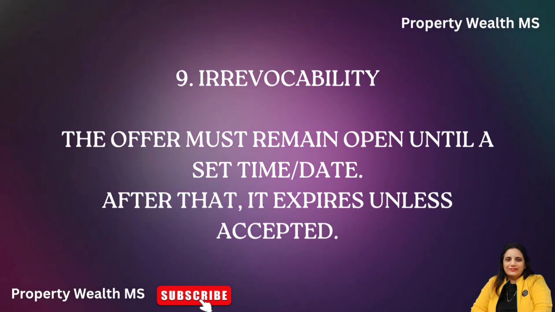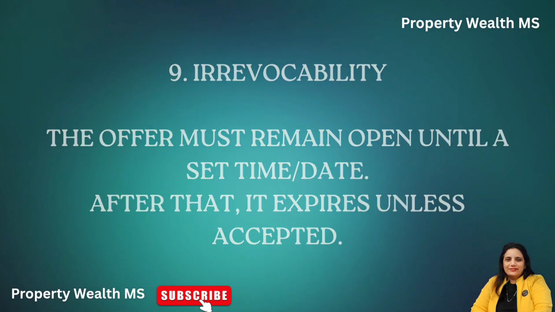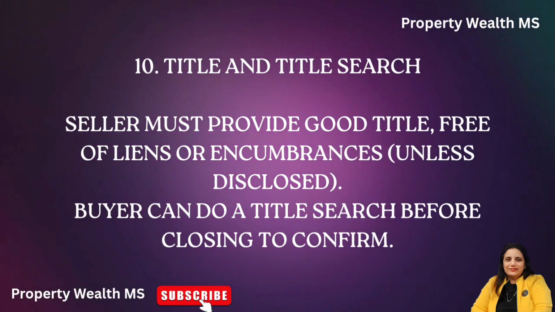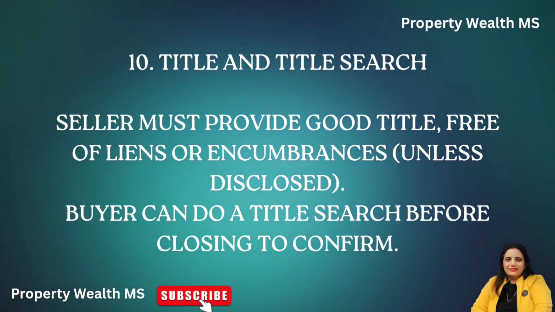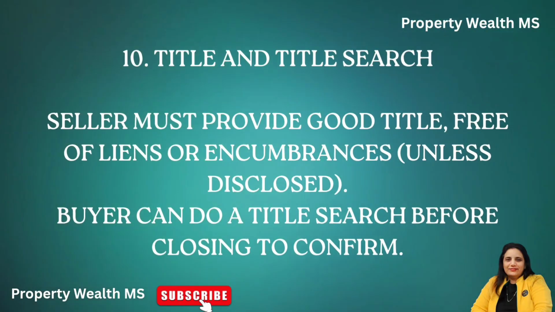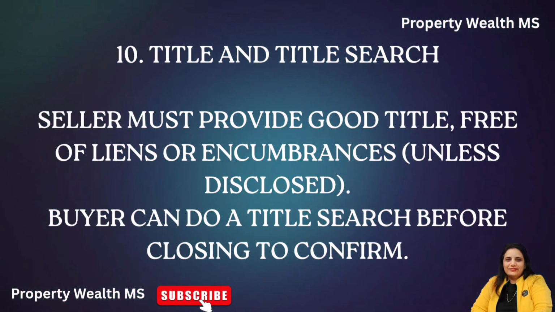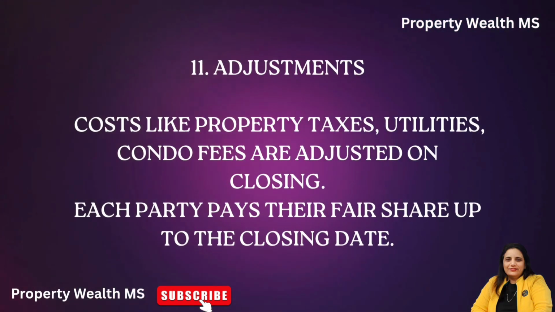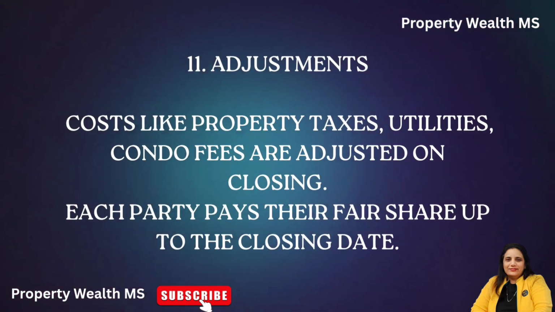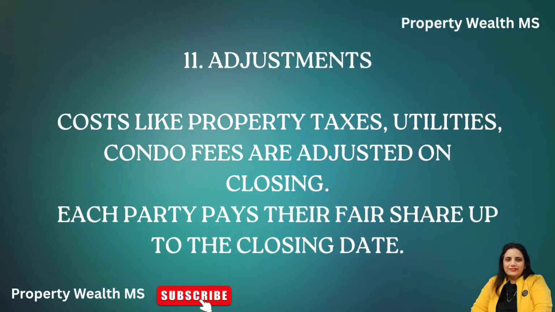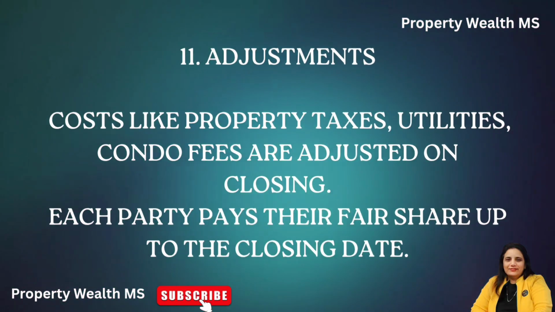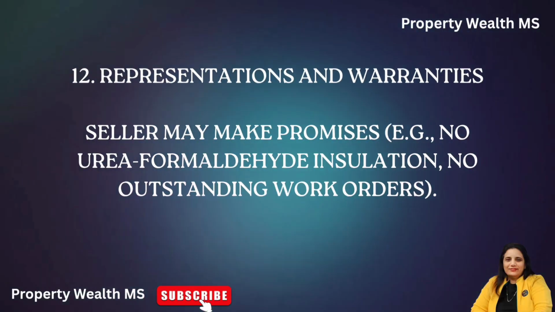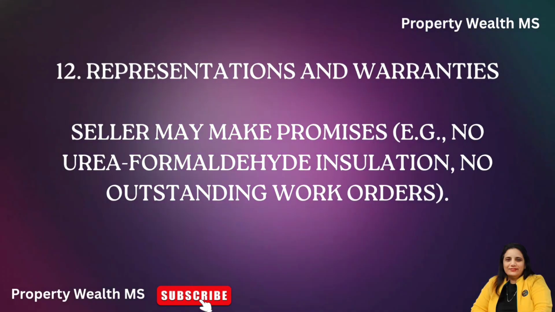Number 9, irrevocability. The offer must remain open until a set time and date. After that, it expires unless accepted. Number 10 is the title and title search. A seller must provide good title and there is no lien or encumbrance unless disclosed. The buyer can do a title search before closing to confirm. Adjustments like property taxes, utilities and condo fees are adjusted on the closing date. Each party pays their fair share up to the closing date.